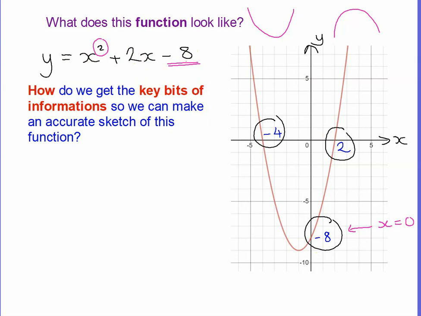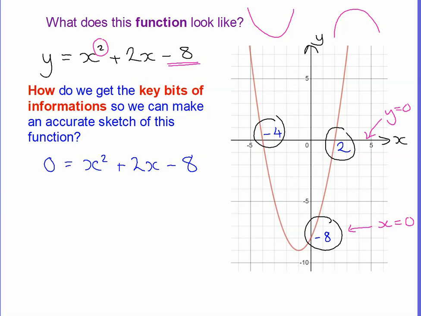But the harder bit is the x-intercepts. And what happens on the x-axis? This is where y is equal to 0. So to find out x-intercepts, all we have to do is make the y 0. But then we get to a bit of a problem. And this is when you have to think, I've now got an equation. I'm asked to find x, so that means I'm solving it.